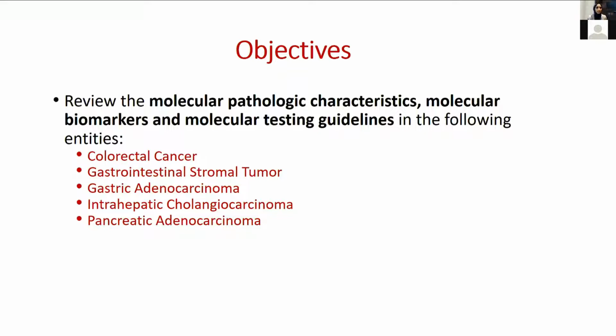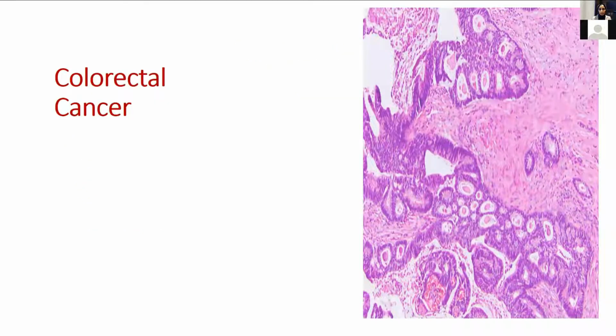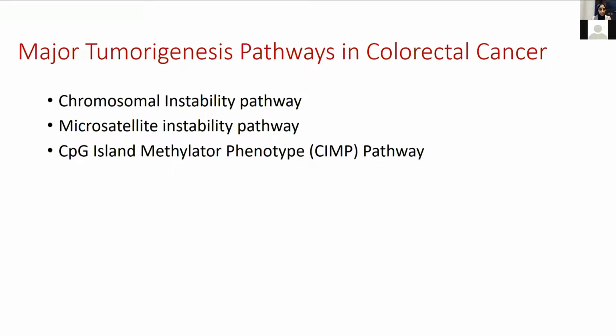The objectives for today's talk include molecular pathology characteristics, molecular biomarkers, and molecular testing guidelines in the following entities: colorectal cancer, gastrointestinal stromal tumor, gastric adenocarcinoma, intrahepatic cholangiocarcinoma, and pancreatic adenocarcinoma. We'll start with colorectal cancer. There are three main pathways for tumorigenesis in colorectal cancer.